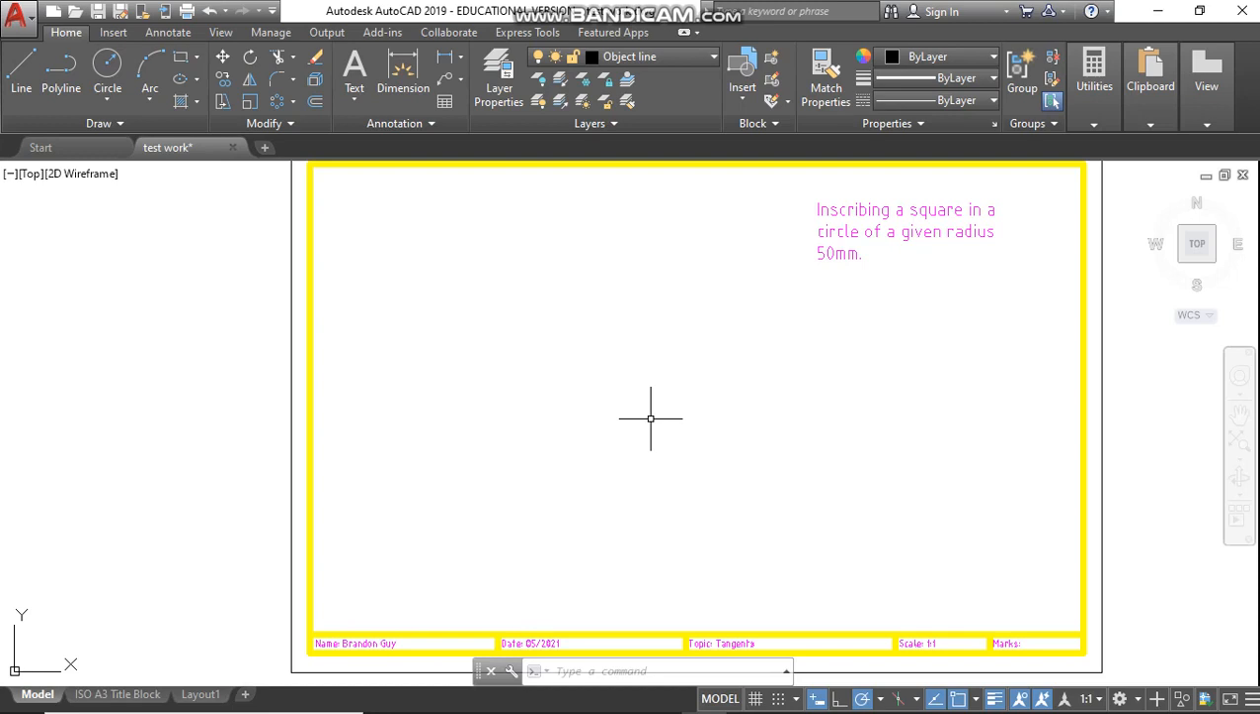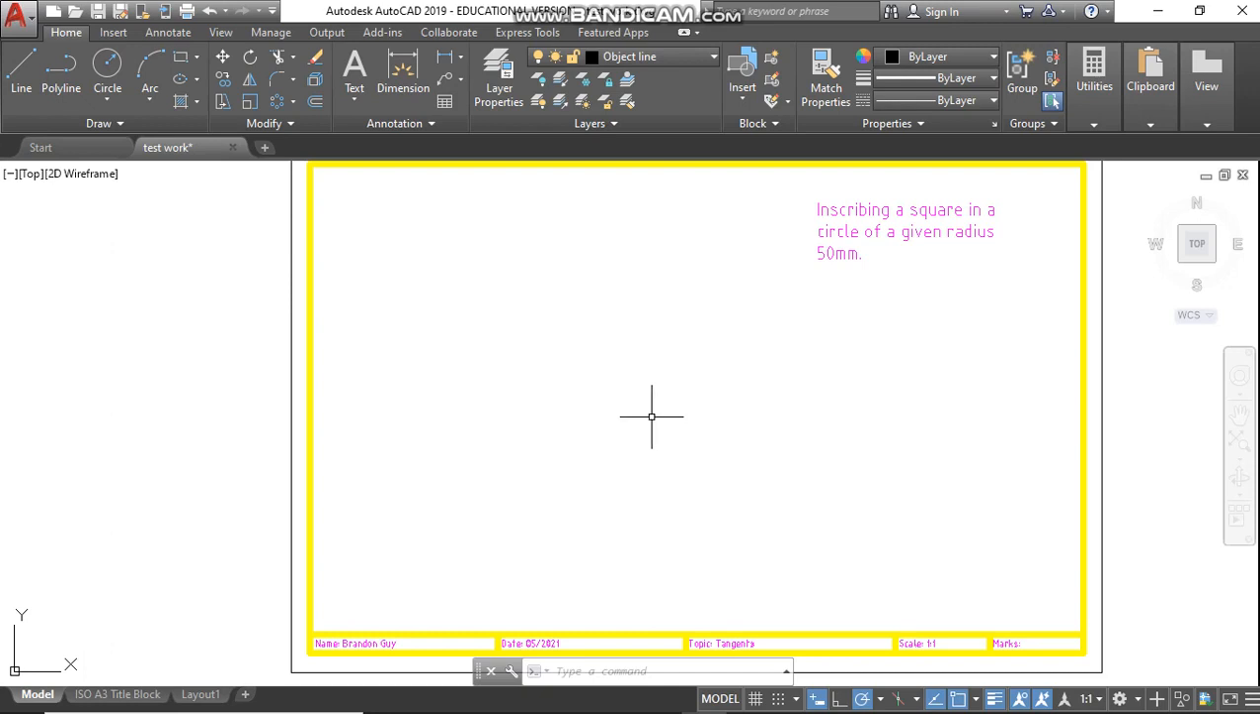In this video, we are going to draw an inscribing square in a circle of a given radius of 50 millimeters. This particular question is very similar to inscribing an equilateral triangle in a given circle.